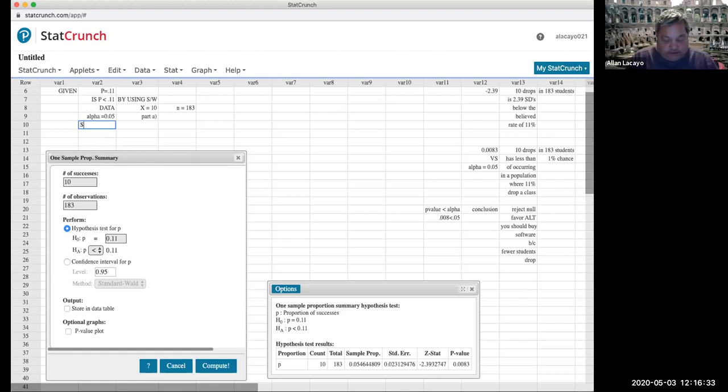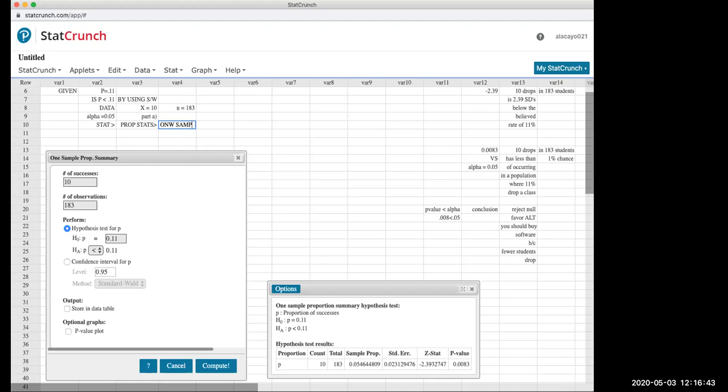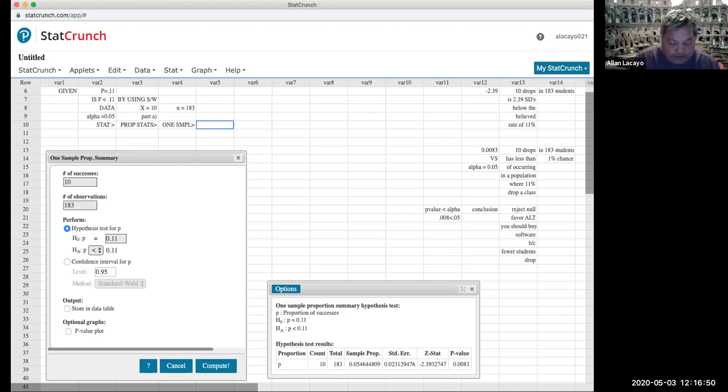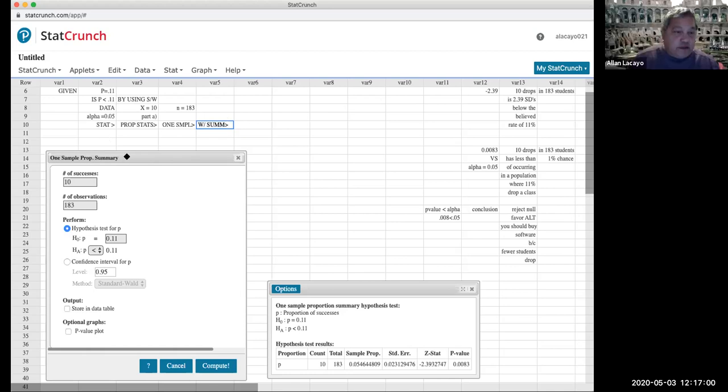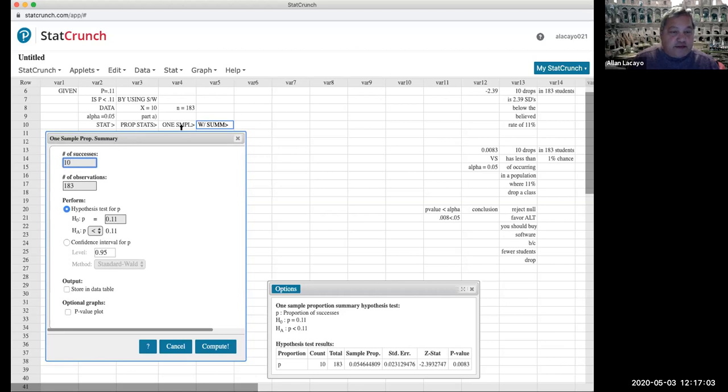So I followed the command sequence: Stat, Proportion Statistics, One Sample, with Summary. This box is what opens when you follow this stream of commands. Notice how I entered the number of successes, 10. The number of observations, 183. The null hypothesis, that p is 0.11. The alternative, that p is less than 0.11.